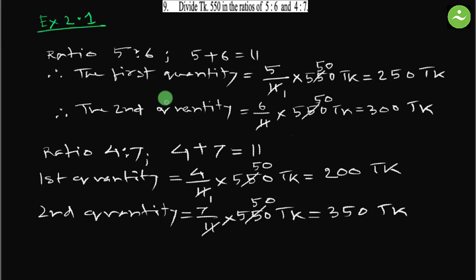So when ratio is 5:6, the amounts will be 250 and 300. And when ratio is 4:7, the amounts will be 200 taka and 350 taka. That is the answer.